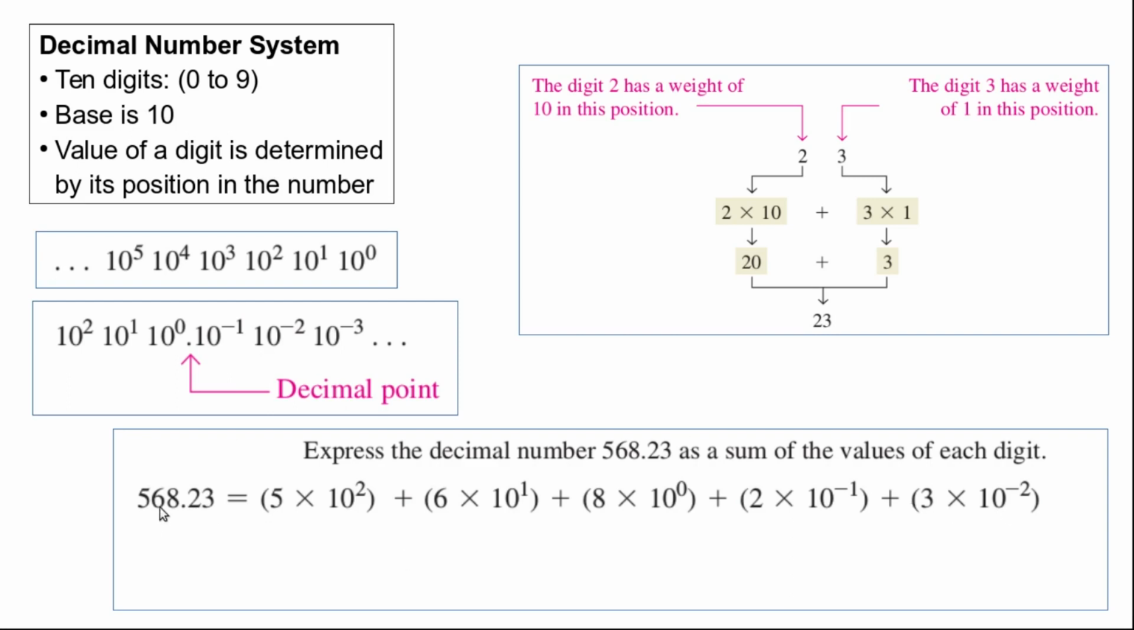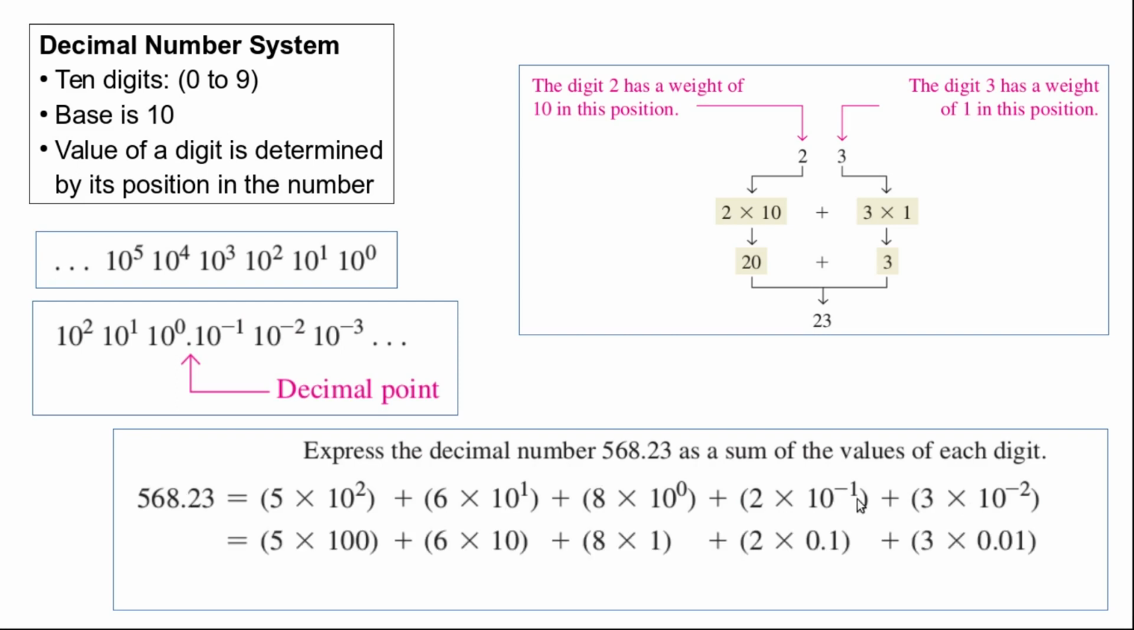So we can express 568.23 as 5 into 10 to the power 2 plus 6 into 10 to the power 1 plus 8 into 10 to the power 0 plus 2 into 10 to the power minus 1 plus 3 into 10 to the power minus 2. And that gives us 5 into 100 plus 6 into 10 plus 8 into 1 plus 2 into 0.1 plus 3 into 0.01. And that gives us 500 plus 60 plus 8 plus 0.2 plus 0.03. So this would be the answer for this question.